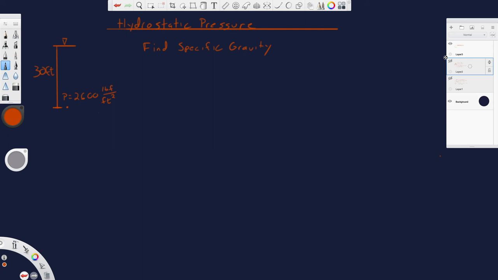In the next one we're going to be looking at 30 feet below a fluid surface, so here we have atmospheric pressure. 30 feet below that, we have a pressure of 2,600 pound force per square foot. And so what we want to do is find the specific gravity of this unknown fluid.